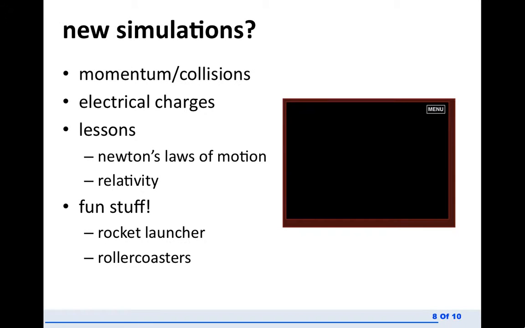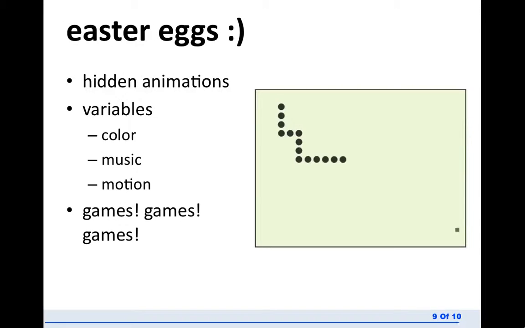I have other ideas for new simulations and 2 blank menus to fill up. Right now we're studying momentum in class, and they're learning how to make their own Scratch games that deal with momentum. So I'd love to have some kind of collision thing. I'd also like to have little mini lessons on relativity or Newton's laws, and also fun stuff like rocket launchers, roller coasters. Dynamic, exciting stuff.